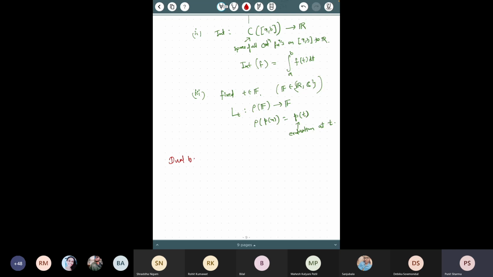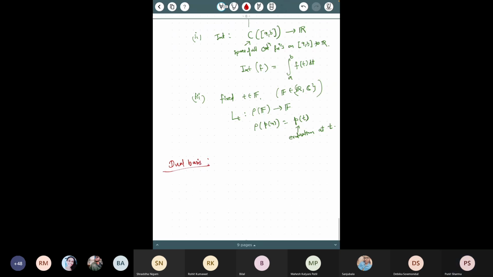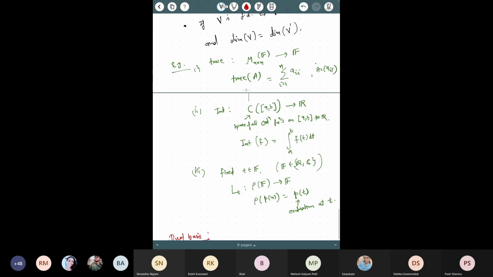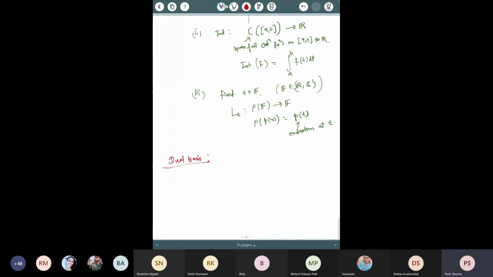I want to define the dual basis of the dual space. But before that, let me make this observation.